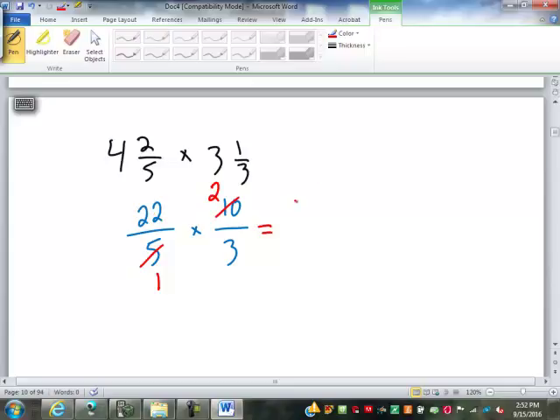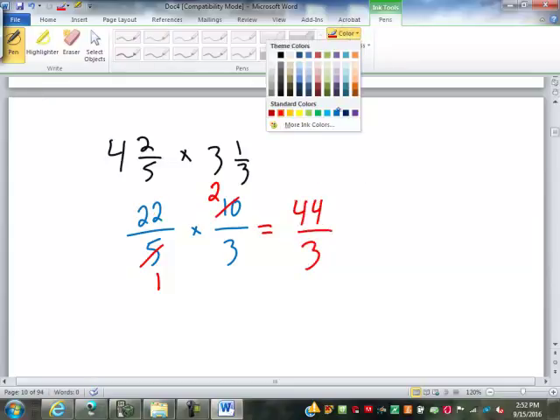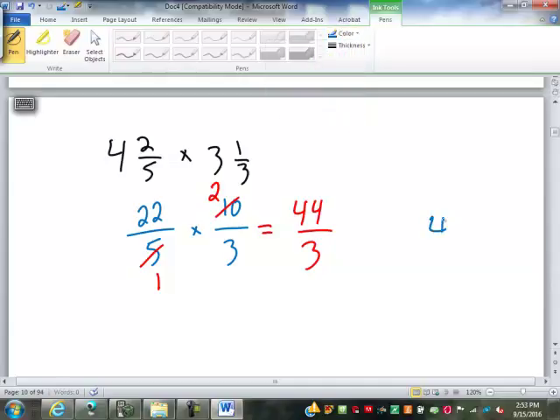So 22 times 2 is 44. 1 times 3 is 3. And we're going to go ahead and divide that out. Some of you might know that 3 goes into 44 14 times. 3 goes into 44, or 3 goes into 4 once, with 1 left over, bring down the 4. It goes in there 4 times. That'd be 12 with 2 left over. So 14 and 2/3.